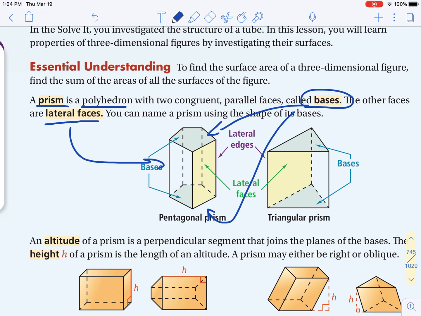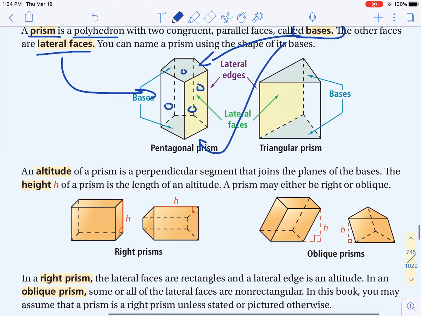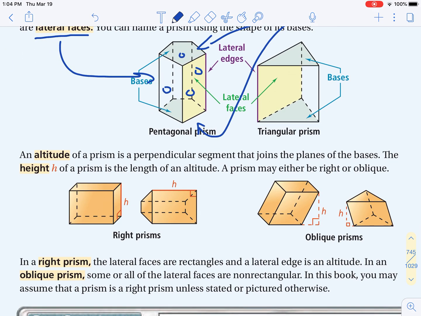So if you add up all of these sides here, let's see if I can kind of mark them, then you add those up and you have your lateral faces, okay? Another set of definitions, altitude and height.